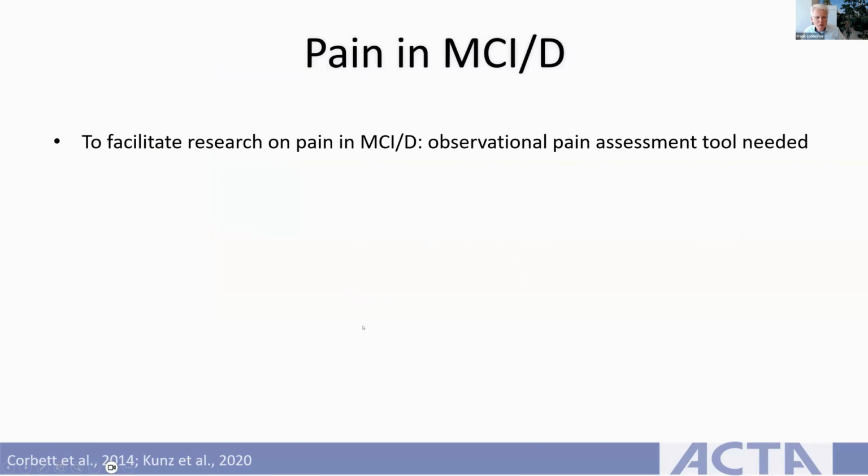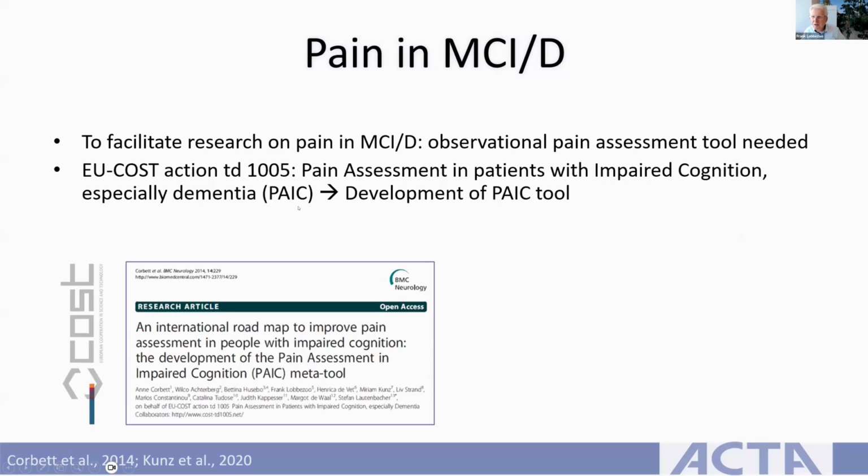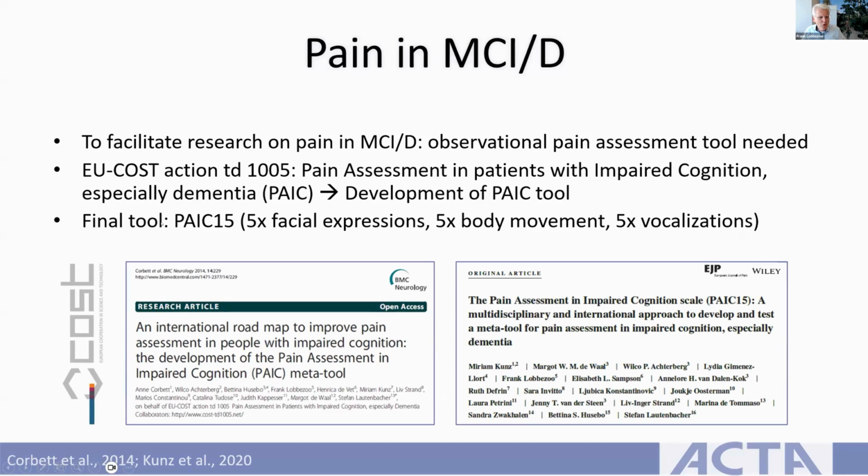I was part of an international European COST action already 10 years ago, and we set off to develop a tool for the assessment of pain in people with impaired cognition, especially dementia. It's called PAIC, Pain Assessment in Impaired Cognition. And we developed an observational tool that could be used for the assessment of pain in people with those kinds of conditions. The final tool had 15 items, 5 facial expressions that you could observe, 5 body movements, and 5 vocalizations. We published this in good journals, BMC Neurology, European Journal of Pain, and I will show you the 15 behavioral signs on the next slide.